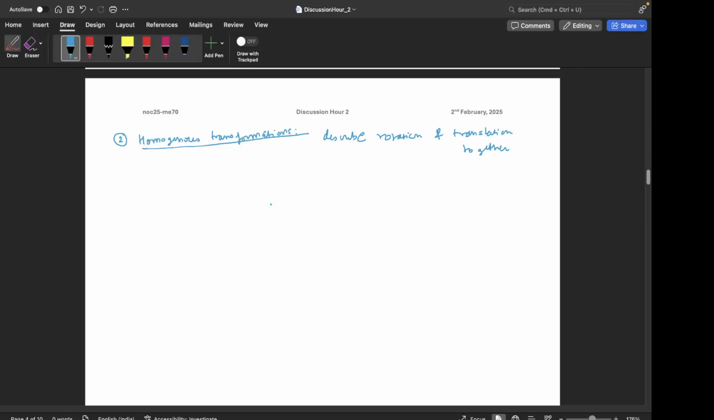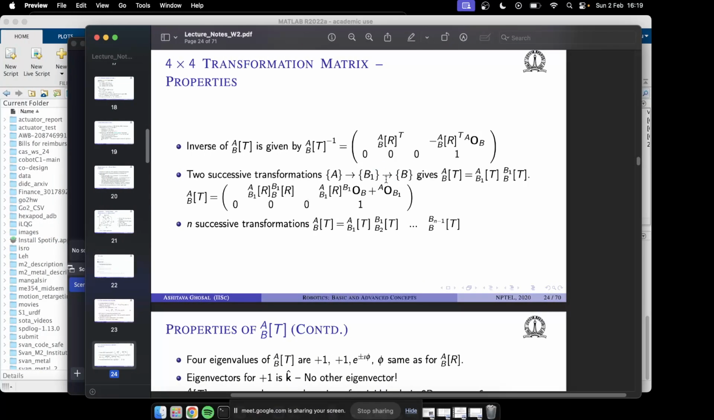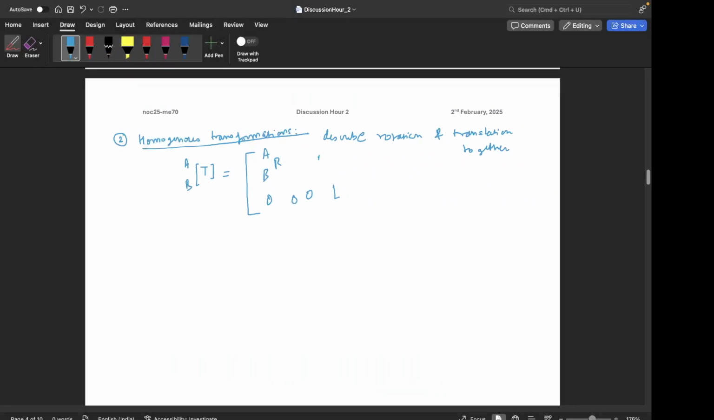So this matrix T^A_B is represented as R^A_B, 0 0 0, 1, and this is A O_B. And this is the translation part. This is the rotation part.